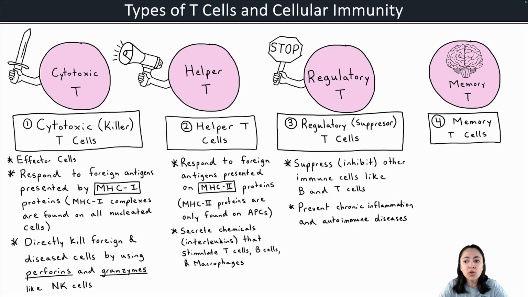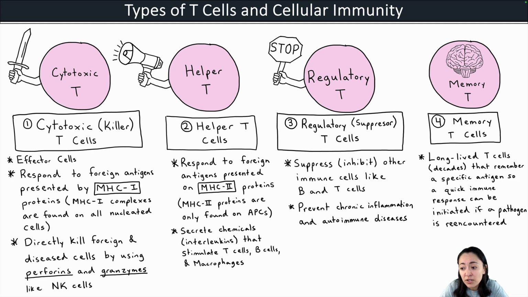And then finally, we have our memory T cells. Memory T cells are long-lived T cells. They can survive in your body for decades. Their specific job is to help your body remember a specific antigen so that your body can have a quick immune response if you are exposed to that pathogen again.